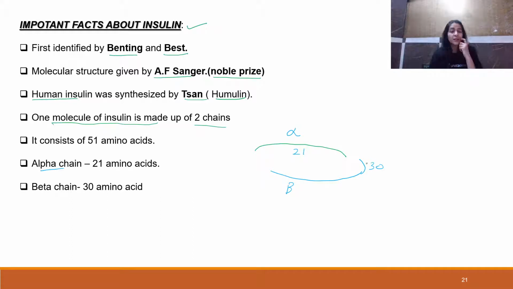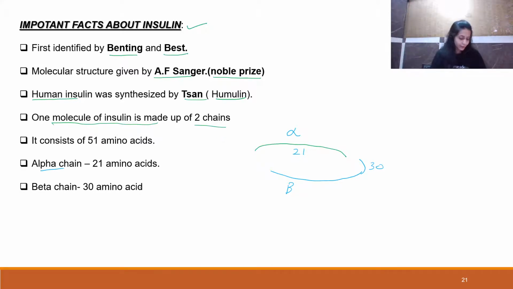But the first lab synthesis was done by T-SAN. The company was Eli Lilly. So what I'm trying to say is that the company that started the commercial production was Eli Lilly in 1983. But the first person ever to have synthesized it in the lab and to get the approval, that was T-SAN. All right. Yes, Biswajit.